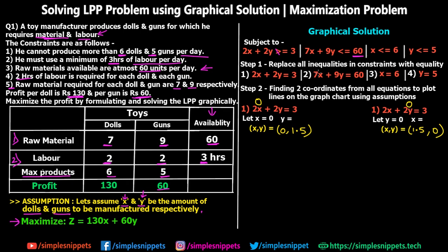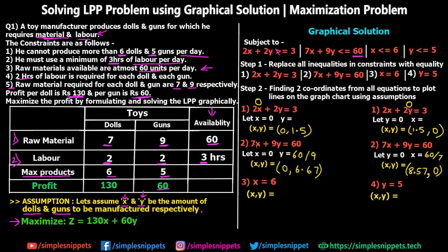Similarly for equation 2 we'll do the same. I'm not going to waste a lot of time, I'll just directly show you the equation and then the coordinates. These are the values for the second equation, that is 7x plus 9y. The first xy coordinate is 0, 6.67. Don't get worried about the decimal points. We can easily plot these decimal points on the chart; we just need to approximate a little bit. And the second coordinate is 8.57, 0.